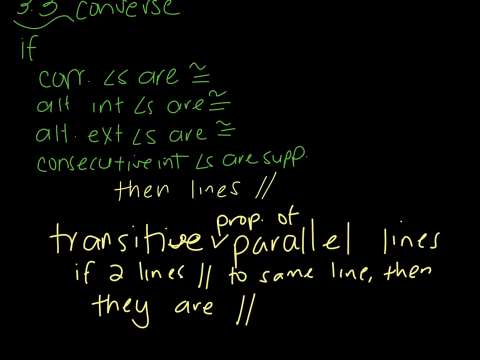So you've got to figure out what you're trying to prove. Remember, what did we learn first? We learned if they're parallel, then the angles are congruent or supplementary. Then we learned if those angles have that relationship, then the lines are parallel. So we learned the original before we learned the converse.